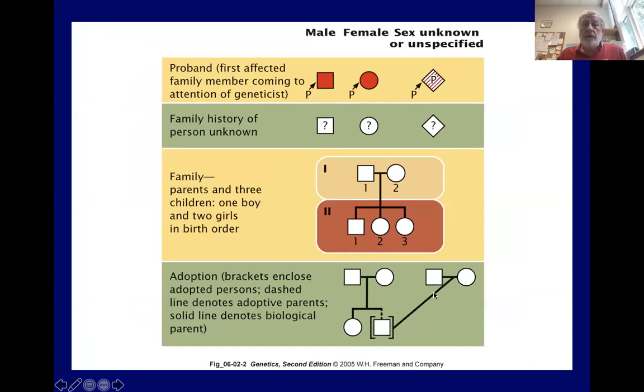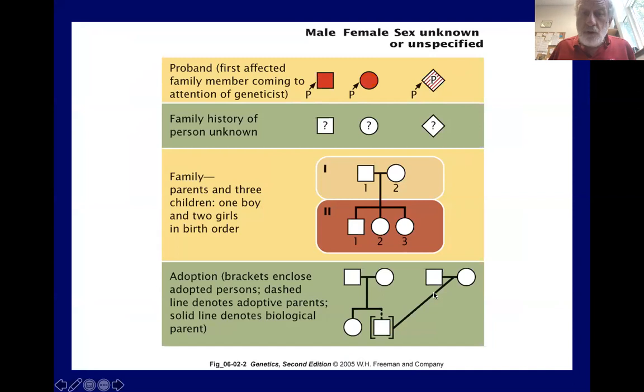The first affected family member coming to the attention of the geneticist is called the proband, and they're often delineated with a P and an arrow. Somebody whose family history we don't know has a question mark within the symbol.